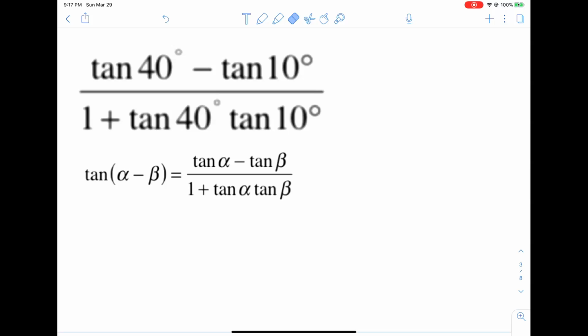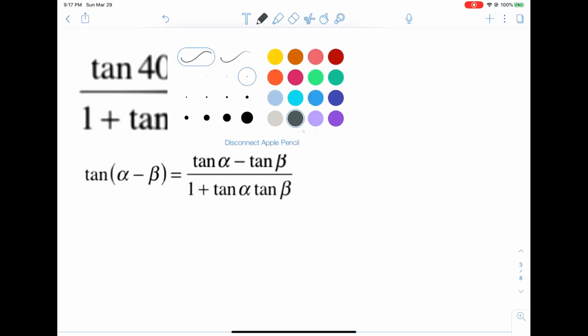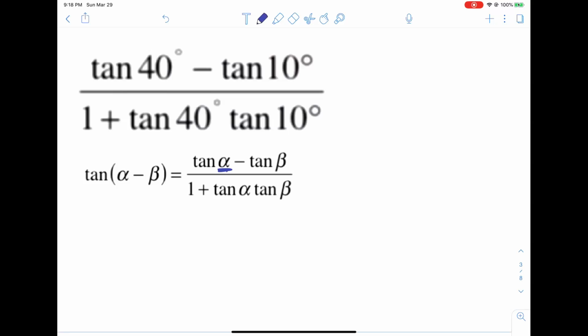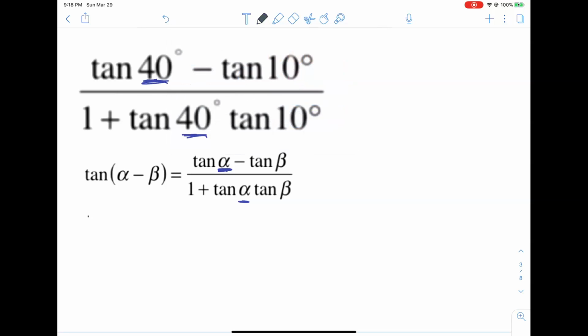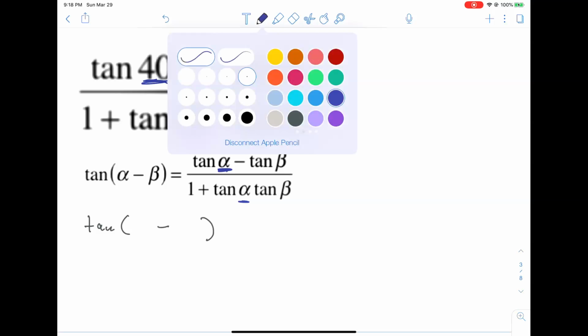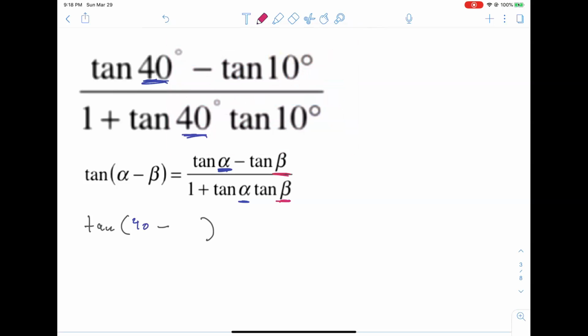So let's go ahead and find out what this would be. All right. Can you tell me, guys, what is in the alpha spot? Alpha spot is like right there and right there. That's 40. Right? So we're going to use the tangent difference identity. Okay. Looks like that 40 is in the alpha spot. And how about in the beta spot? It's 10 degrees. Okay. That winds up being the tangent of 30 degrees.